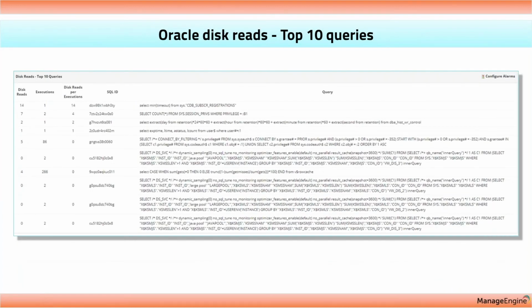If the data block is not found, Oracle will need to bring the data block from the disk into the buffer cache first. This process is called a disk read. You can see in the screenshot that disk read is 14 and the execution is 1. So this gives you clear information of what exactly is happening inside from an IO operations perspective.